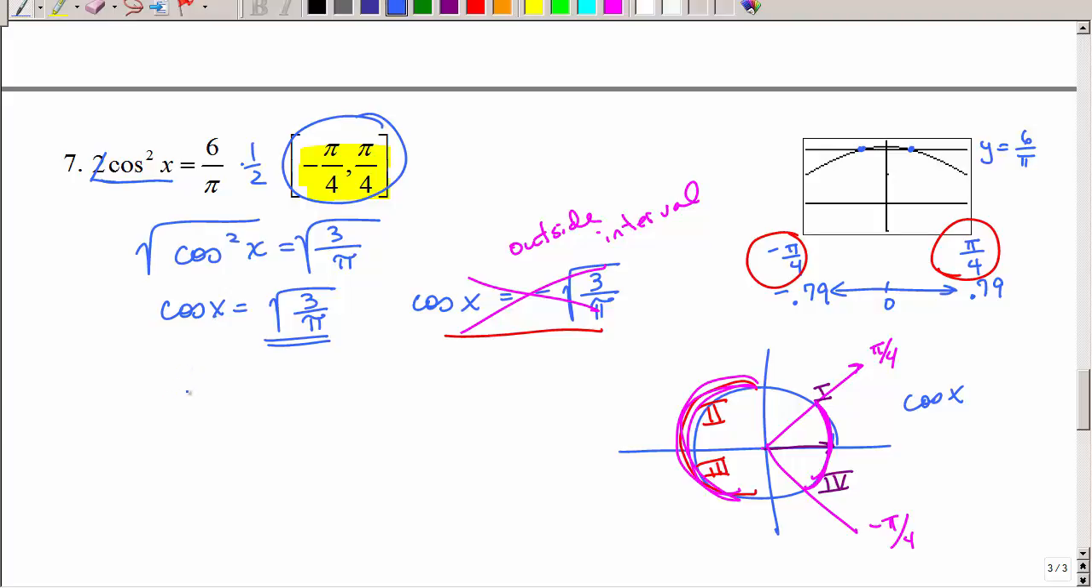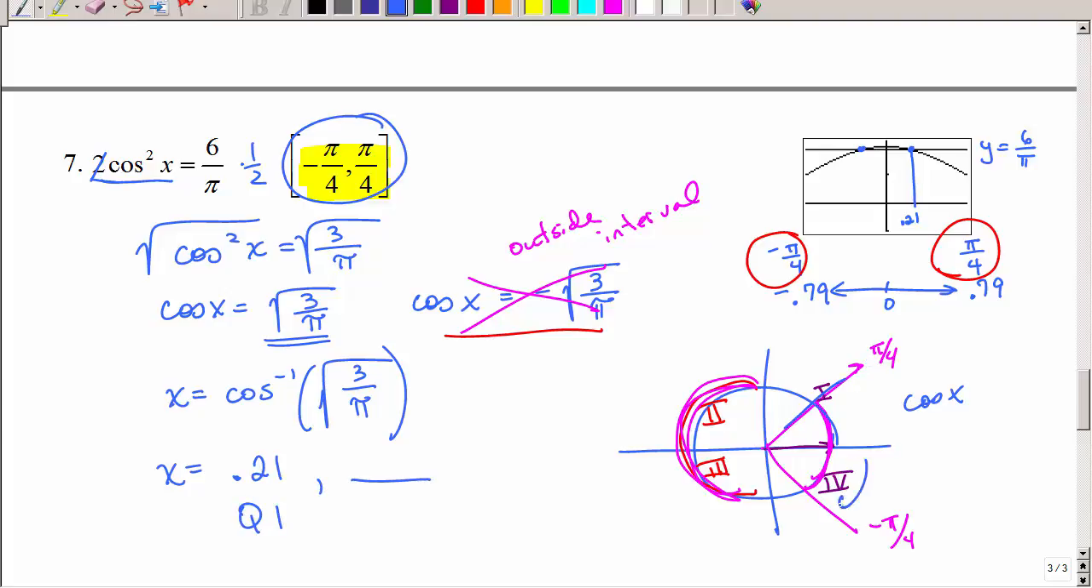Now let's go back to here. We've got to solve for x. So I want the inverse cosine of the square root of 3 over pi. Again, this is not something that's going to be on that chart that you've memorized. You want to go to your calculator, make sure it's in radian mode, punch it in, and it's going to tell you x is about 0.21. That's about right here, 0.21. And again, that's in quadrant 1.